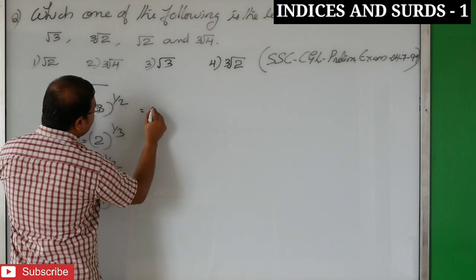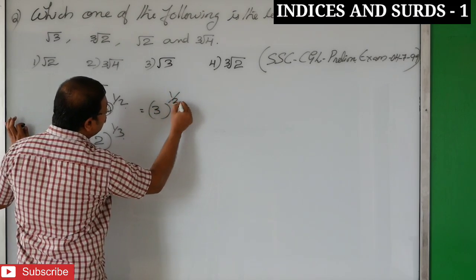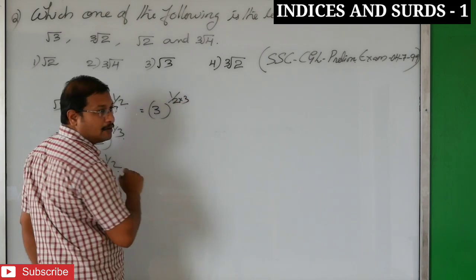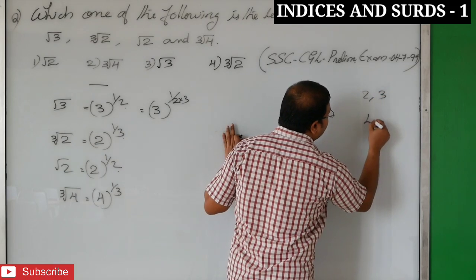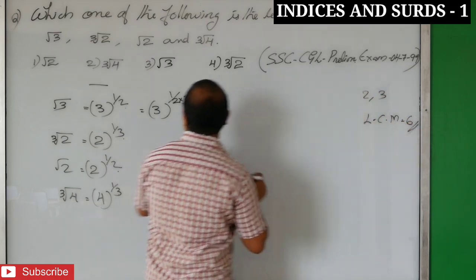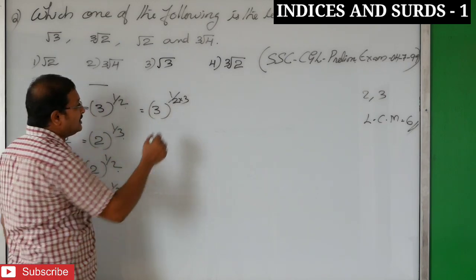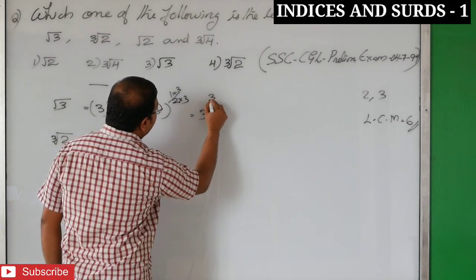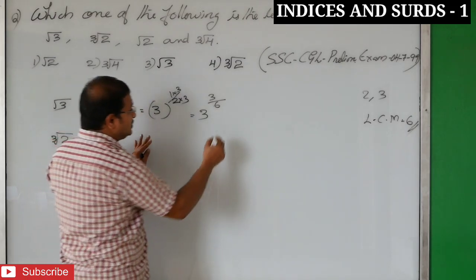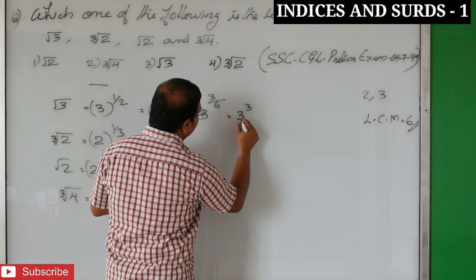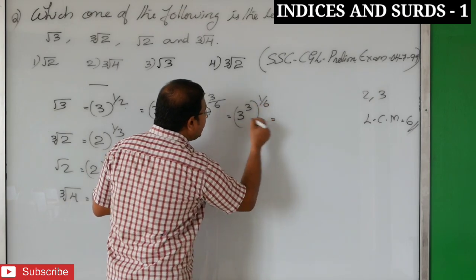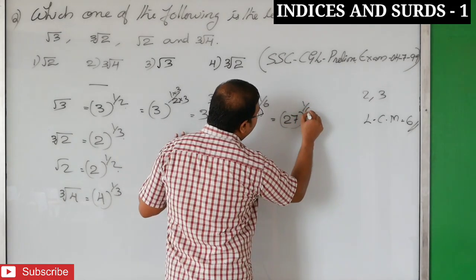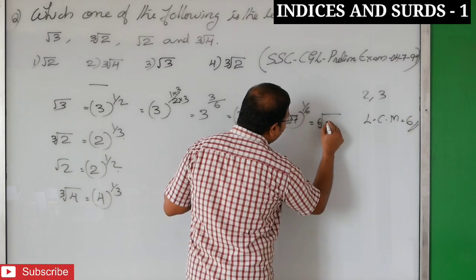So 3 raised to 1 by 2, we are going to make the denominator 6. 2 into 3 is 6, because we have 2, 3 so the LCM is 6. That means the same number 3 will multiply in the numerator. This equals 3 raised to 3 by 6. This equals 3 cube, the whole raised to 1 by 6. Now 3 cube means 27, isn't it? That means you will get 27 raised to 1 by 6, which equals the 6th root of 27.